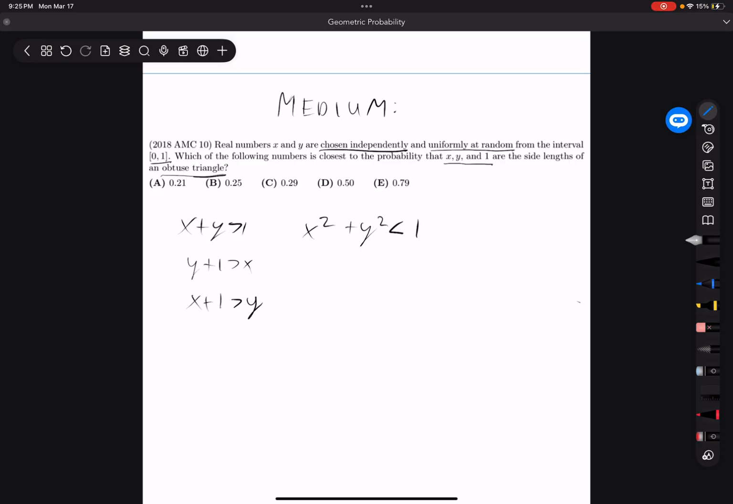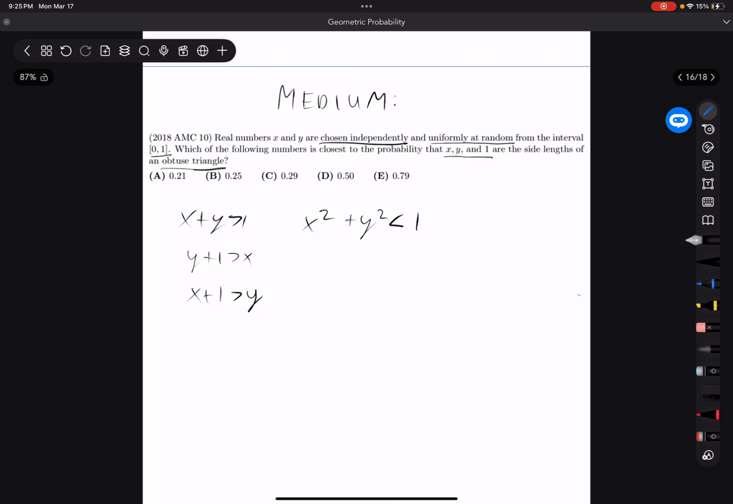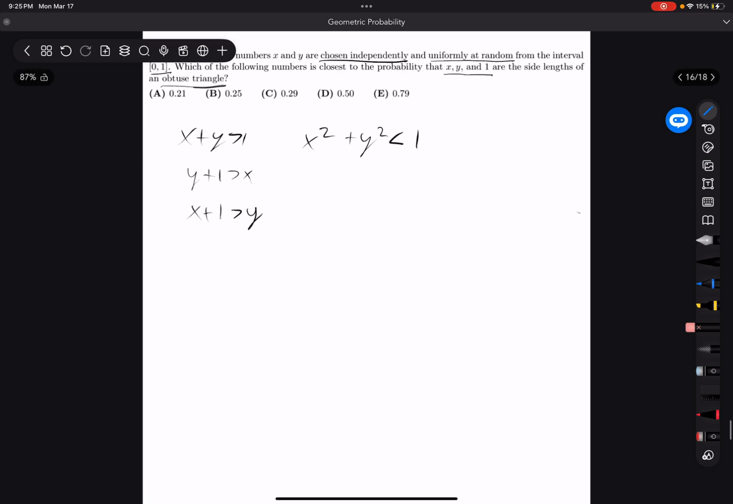So now that we know this, what can we do with this? A good thing with these kinds of geometric probability problems is to always draw an xy graph in the Cartesian coordinate plane. That's really just a simple coordinate plane. So let's draw a coordinate plane here. We don't need to worry about the negative axes because the side length cannot be negative. It's chosen in the interval 0, 1. So this is our coordinate plane.